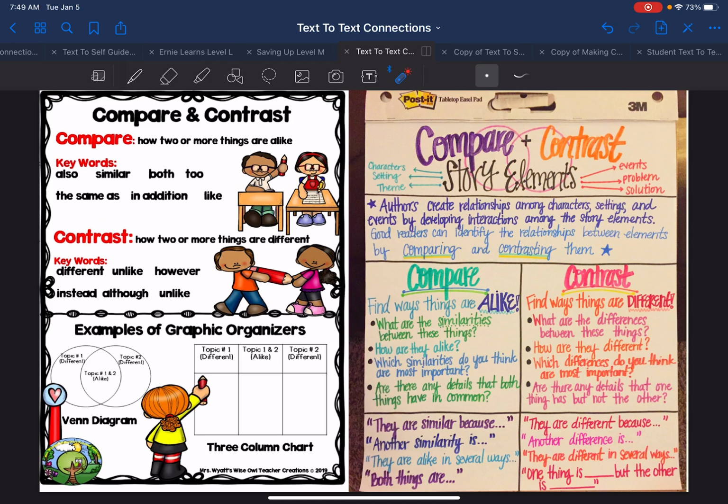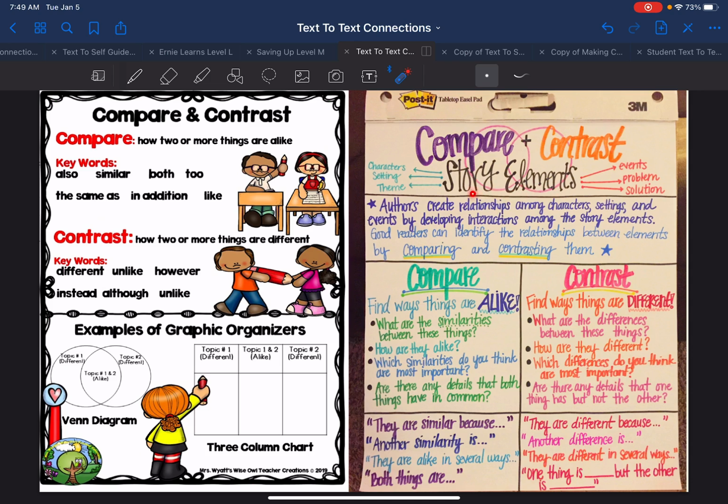So let's review what is compare and contrast. When we compare something, it's how 2 or more things are alike. When we contrast something, it's how 2 or more things are different. So in our minds, we might be making a list. So we notice our characters, our settings, and our events, and we begin to compare how they're the same, how they're different, and how together they are the same. Or our minds might list them in separate ways.